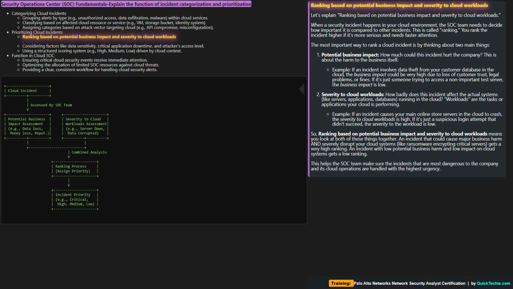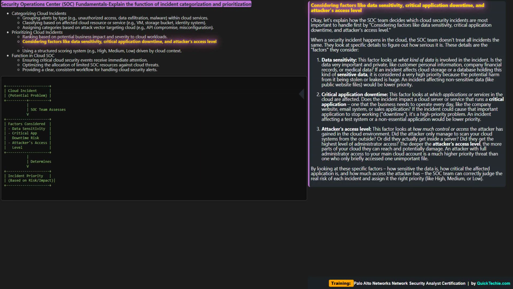So, ranking based on potential business impact and severity to cloud workloads means you look at both of these things together. An incident that could cause major business harm and severely disrupt your cloud systems, like ransomware encrypting critical servers, gets a very high ranking. An incident with low potential business harm and low impact on cloud systems gets a low ranking. This helps the SOC team make sure the incidents that are most dangerous to the company and its cloud operations are handled with the highest urgency, considering factors like data sensitivity, critical application downtime, and attackers' access level.